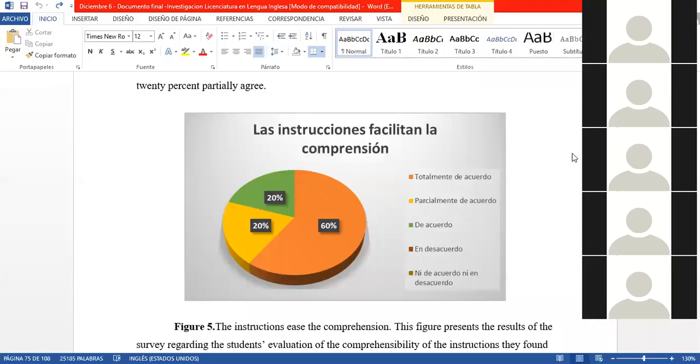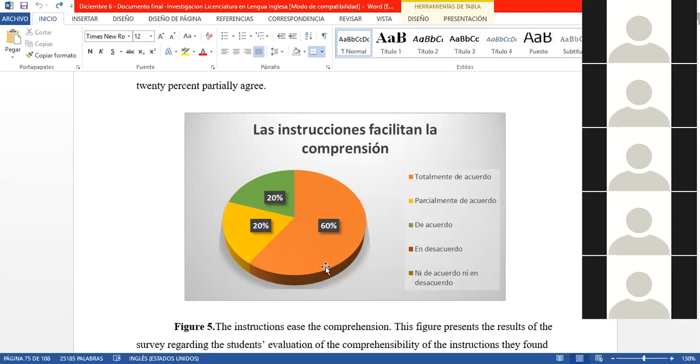Here we have a pie chart about students' opinions on the instructions. So 60% of the students mentioned that the instructions were easy or eased the comprehension of the activities. 20% agreed with that sentence, and the other 20% partially agreed. There are other pie charts.